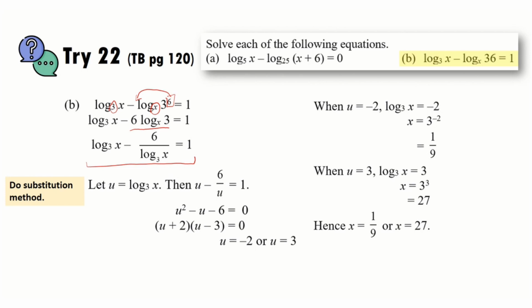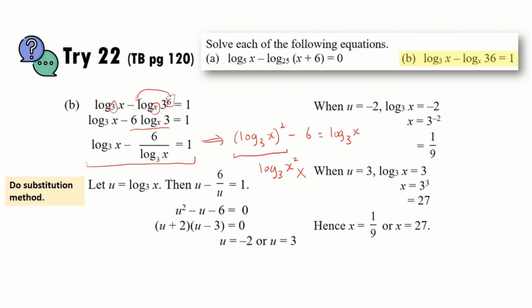When you arrive at this equation, you might probably be thinking of multiplying throughout the entire equation by log x base 3 to arrive at log x base 3 squared minus 6 equals to log x base 3. Do be very careful that this is the correct way of balancing the equation. You should not be getting log x squared base 3. So they are actually different, which I have explained in the previous lesson also.